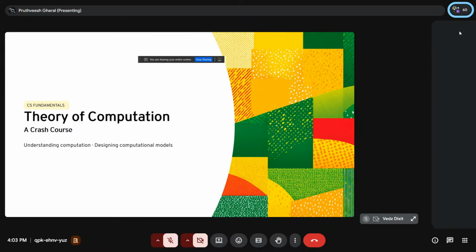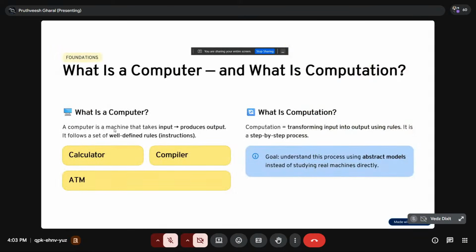Okay, so a machine which can perform complex tasks, basically a machine that takes an input and produces an output. It follows a set of well-defined rules or instructions. Examples of machines include a calculator, a compiler, and an ATM. We as programmers basically build computers, right? We write code for a calculator, a compiler, and an ATM. We write the rules or the instructions so that these machines can become computers. They can compute and solve our problems.